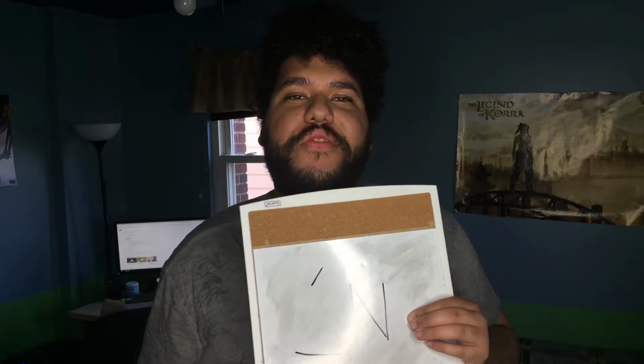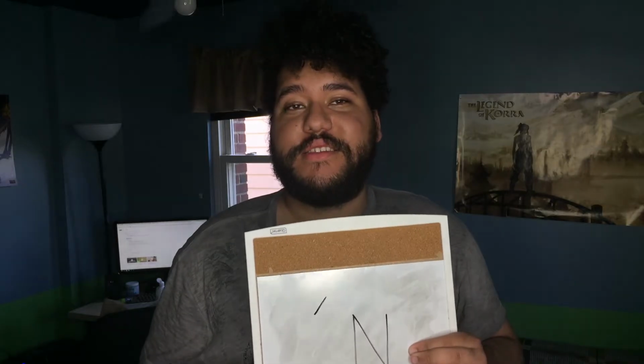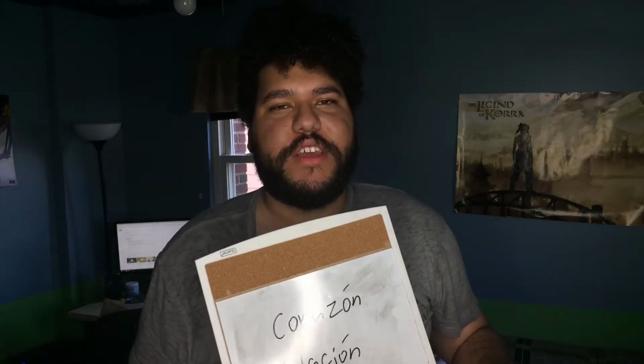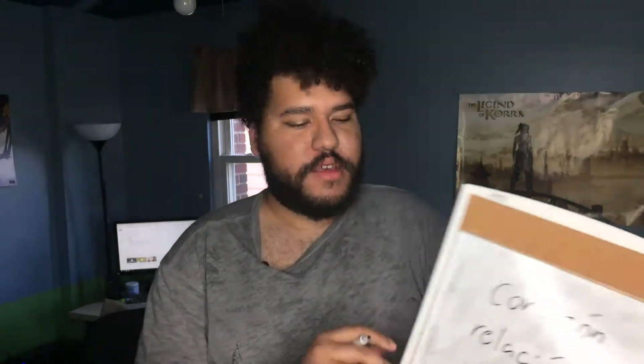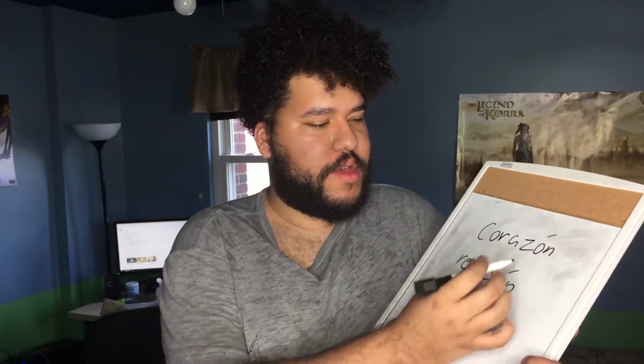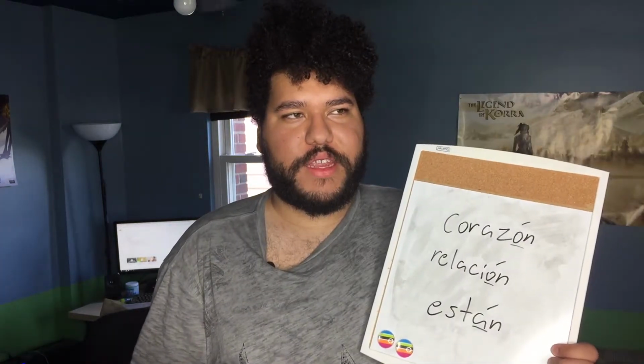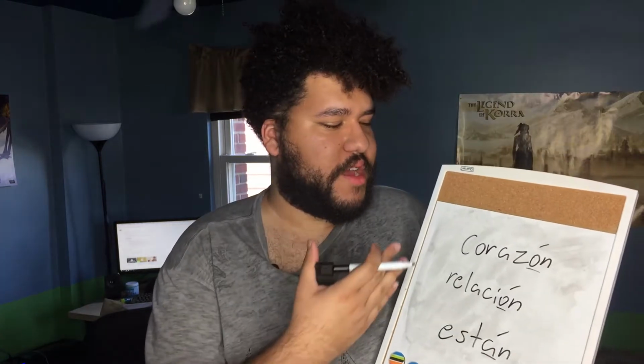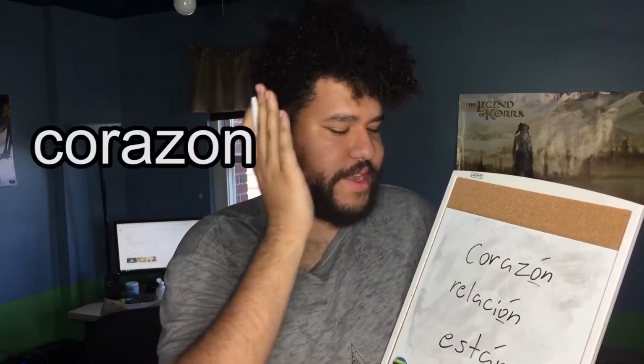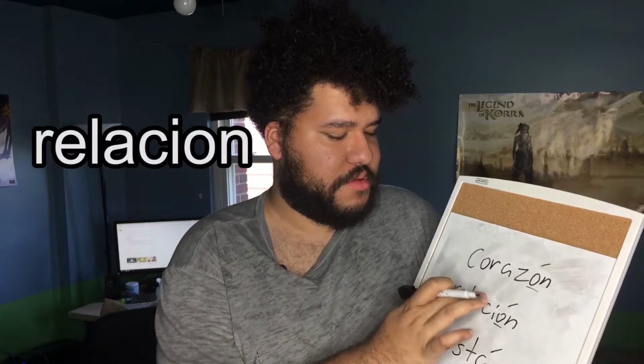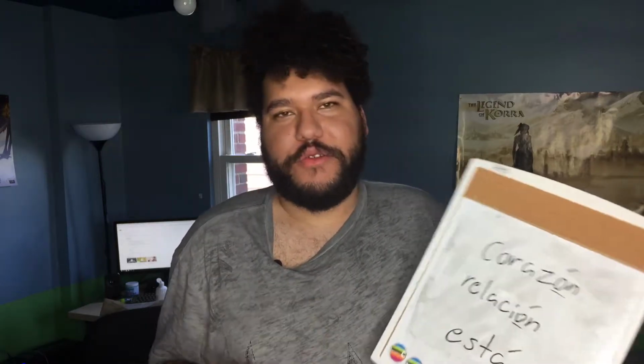Another rule: if a word ends with the letter N, the vowel before that will have an accent in almost every single case. Some examples are these: corazón, relación, están. Basically very easy to remember. If a word ends with an N, then the vowel before it will have that accent, and it's going to be pronounced corazón instead of corázon, or relación or están. It's just not going to happen.